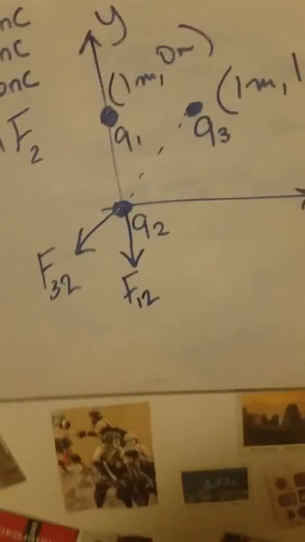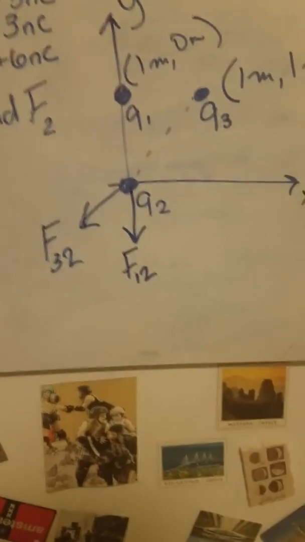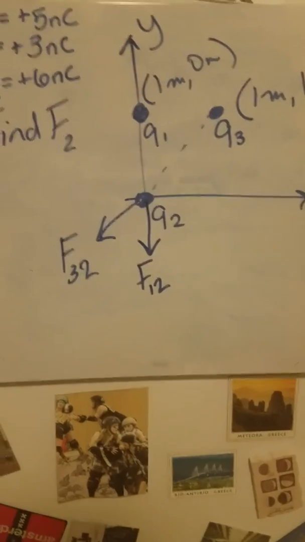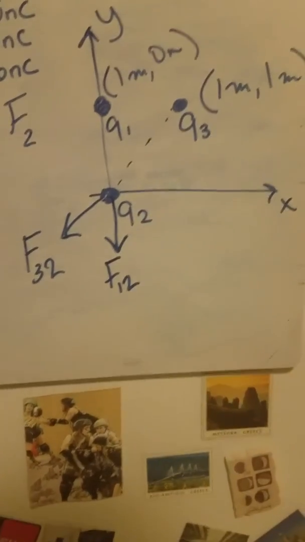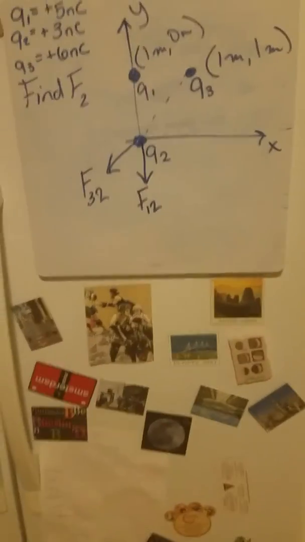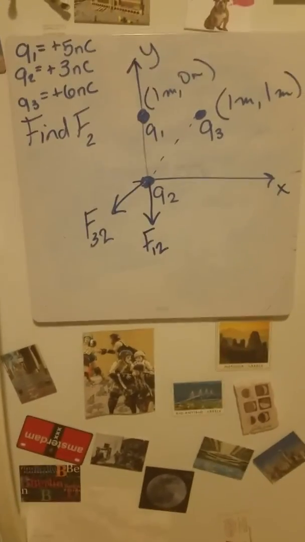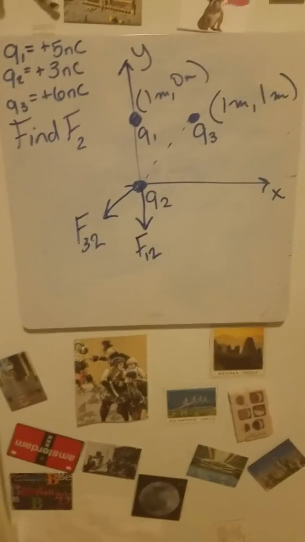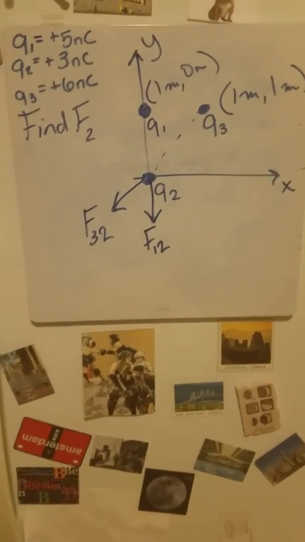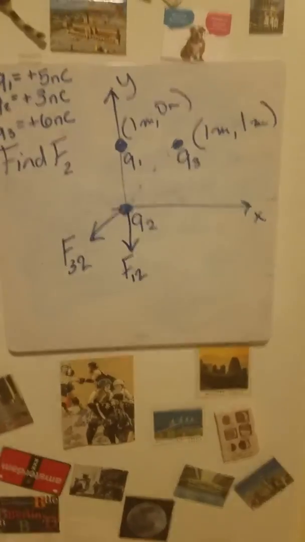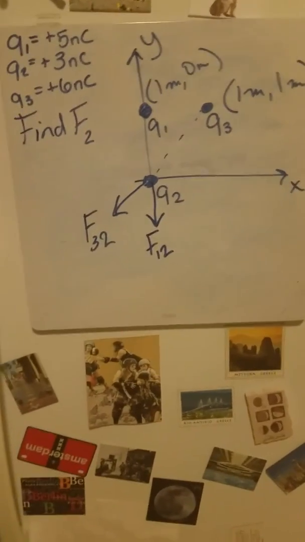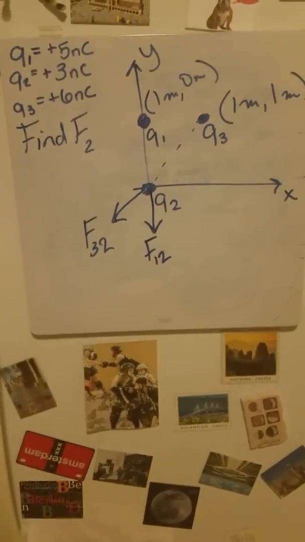So now that I've drawn those, I can see that F12 just has a y component, doesn't have an x component. F32 has both an x and a y component. You should remember from Physics 1 or from any time you've dealt with vectors, I can't just get their magnitudes, use Coulomb's law and then add them together. That is breaking the important rules of dealing with vectors. You can't add up vectors that are pointing in different directions.